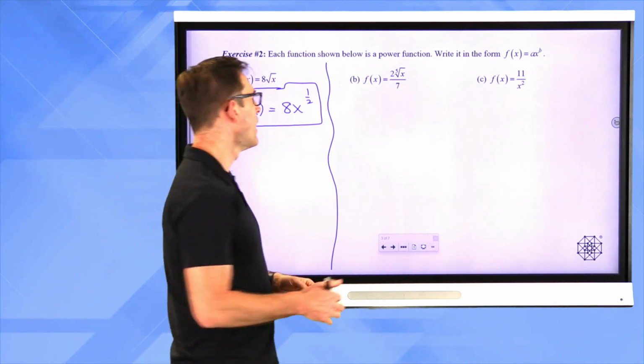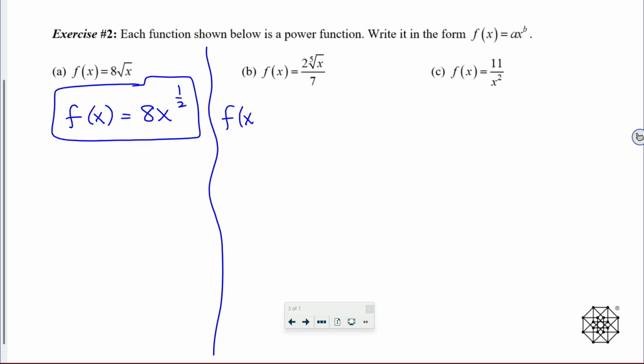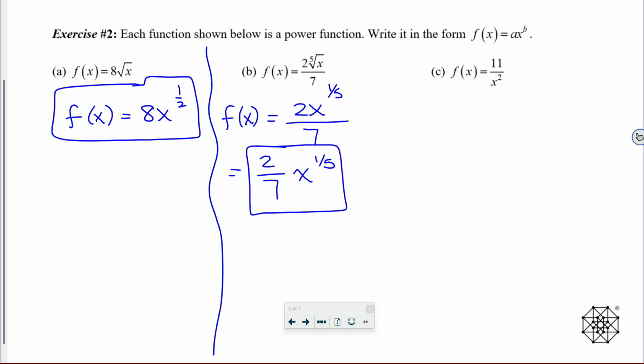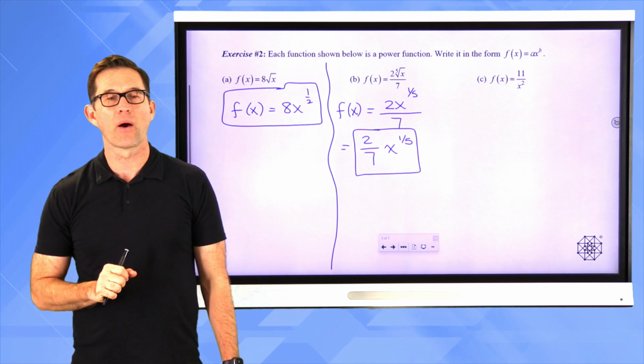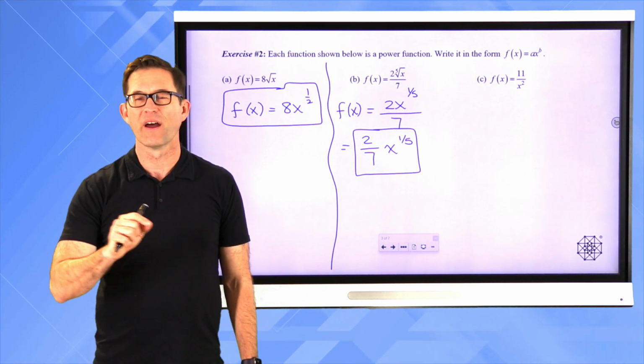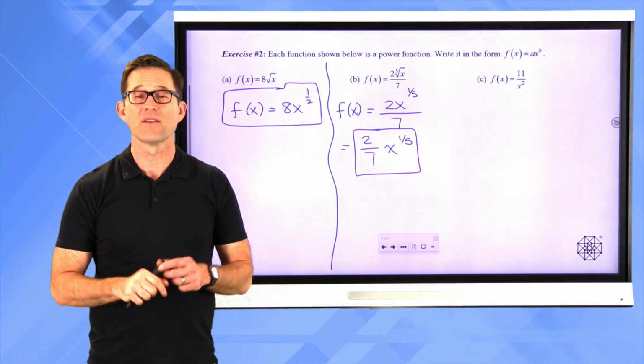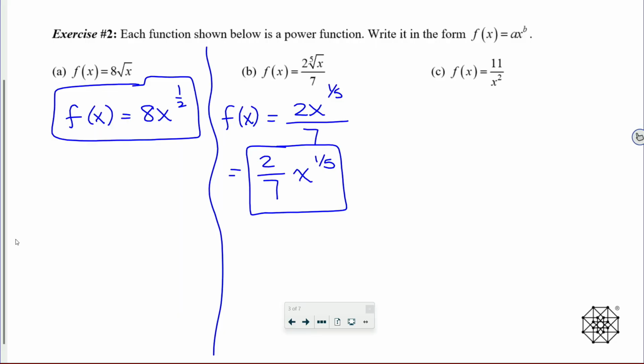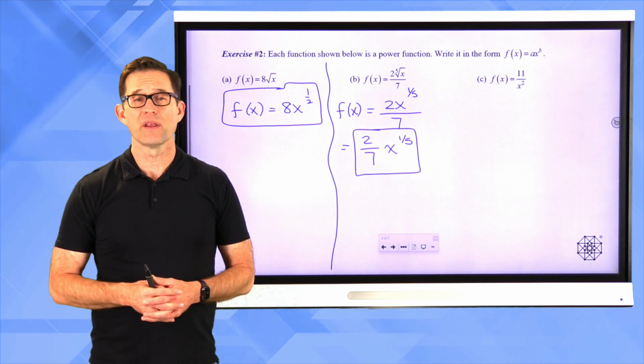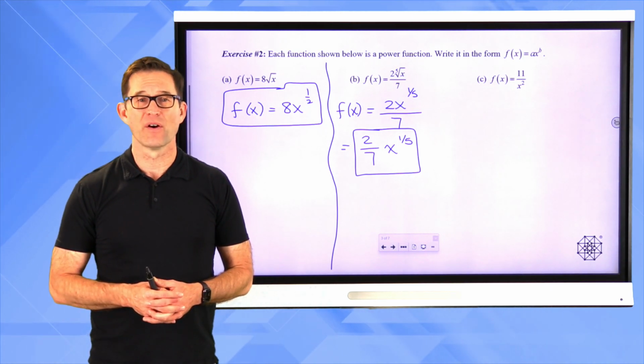Well, first, keep in mind that I can think about this as f of x equals 2 times x to the 1/5 all divided by 7. Then I can think of that as 2/7 times x to the 1/5. And there is my power function form. All right, final one's pretty easy, I think. Take a look at letter C. I've got f of x equals 11 divided by x squared. Why don't you pause the video now and see if you can write that in its power function form.